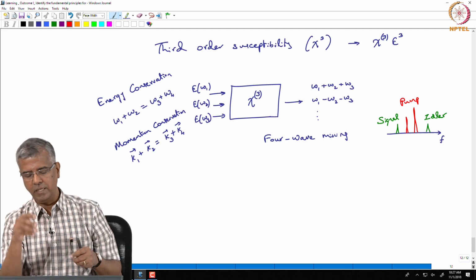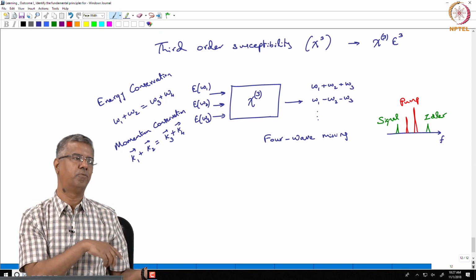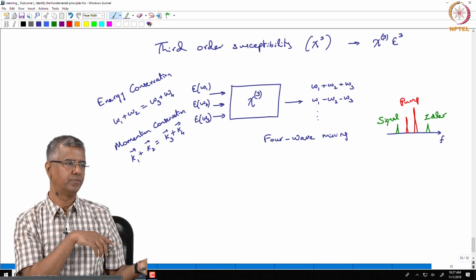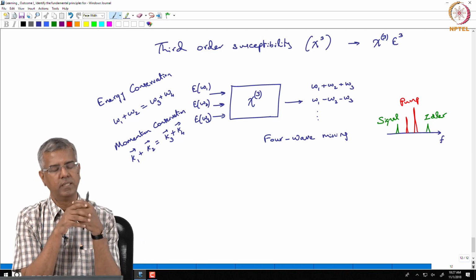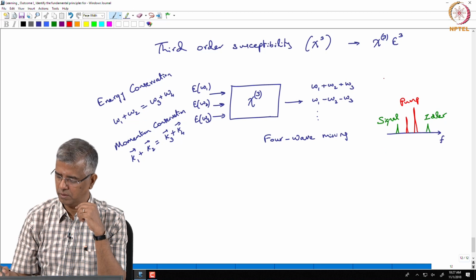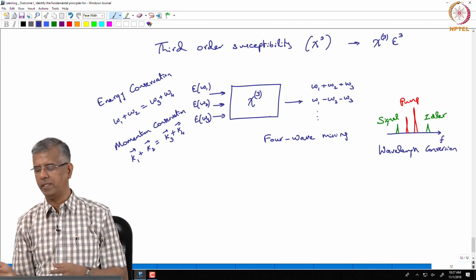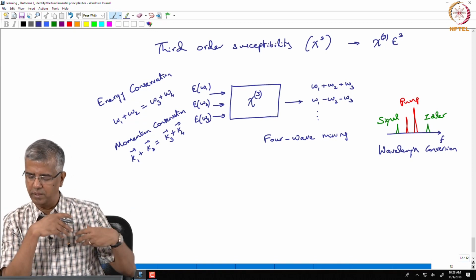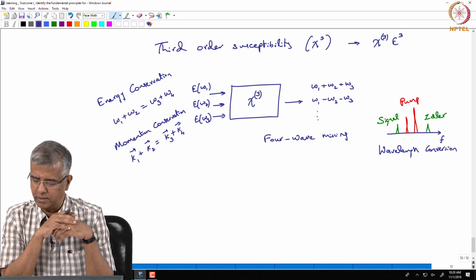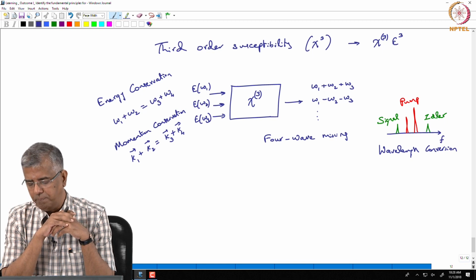So through this process, you can take information in the pump and offload it onto the signal. Okay. So you can do this thing called wavelength conversion, where you can take information from one wavelength and put it on some other wavelength. So then all of them can go together in the same fiber.